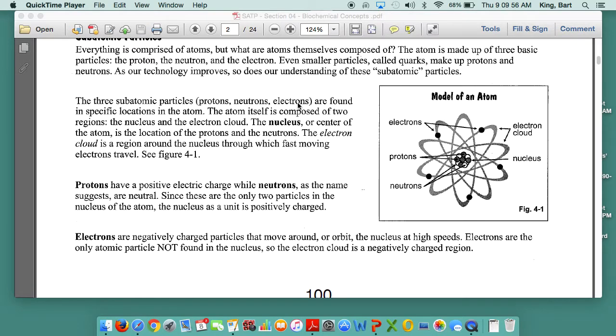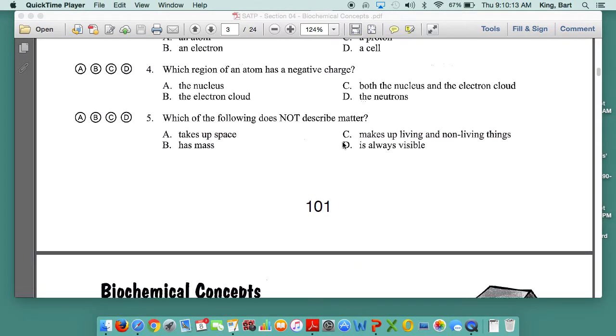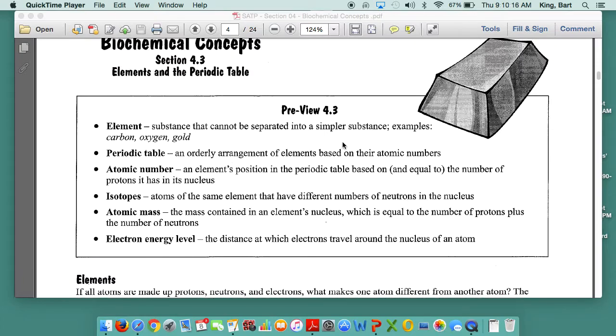All right, the electron cloud, orbital, there's tons of different words or phrases that are used to describe the area outside of the nucleus. All right, so that's really short and sweet, section 2.